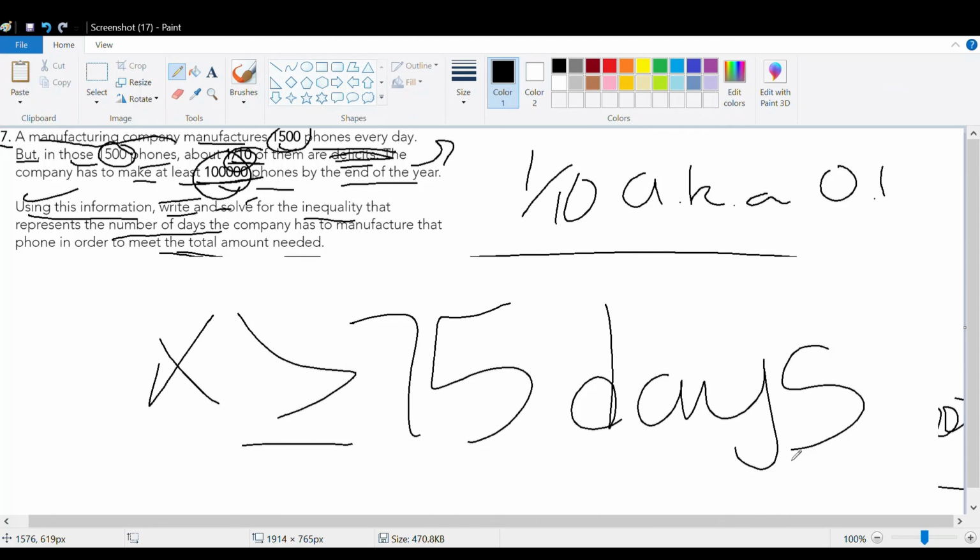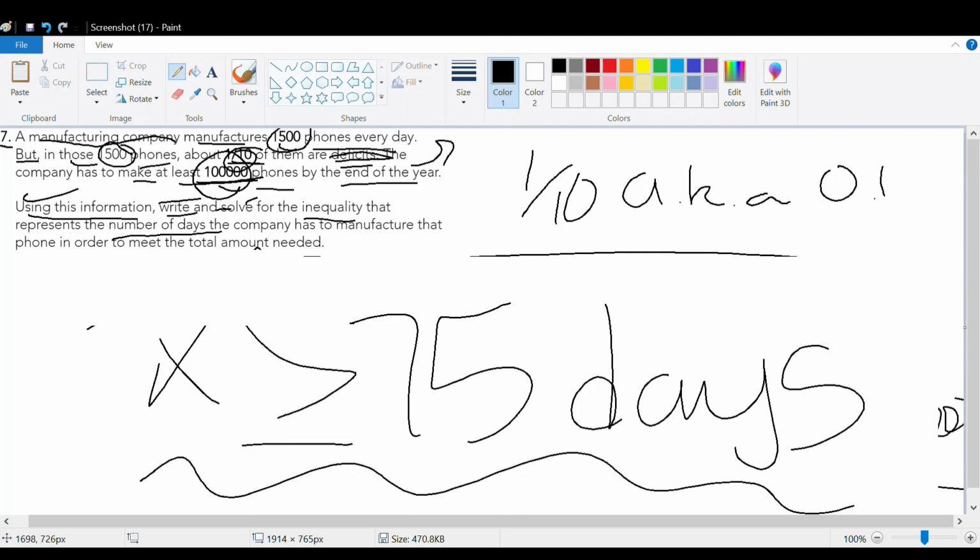74.07 and so on is the exact amount to get 100,000. But as I said, no one can make 0.07 of a phone. So you have to round up to 75 in order to at least reach the 100,000 limit. So the answer is 75 days, the amount of days the company has to manufacture to at least meet the 100,000 phone goal by the end of the year.